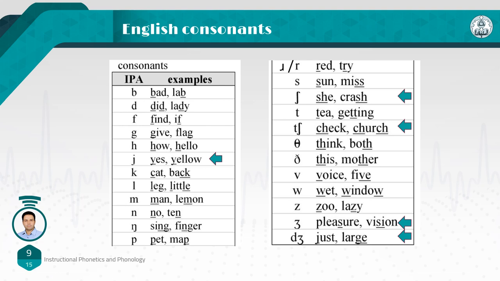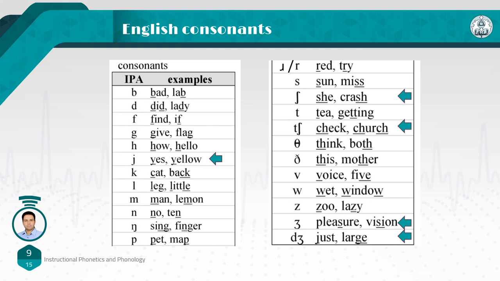This is called digraph. Digraph is when we have a mixture of two sounds. Here, as you can see, we have te and che, and also the last example, as in just and large, we have another digraph, a combination of something like D and another symbol, which is called yolk in English.